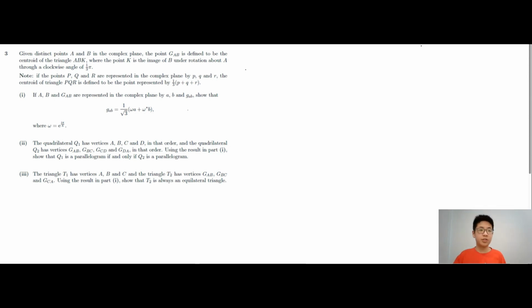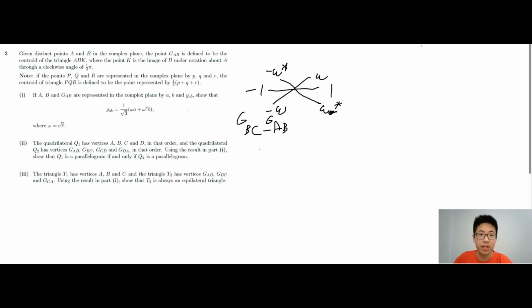So we're going to discuss why this is an equilateral triangle. Now these are 12th roots of unity, so that means we can visualize them as a flattened star, you could call it that. This is omega, omega star, negative omega star, and omega. So we are going to find GBC minus GAB. It was 1 over square root 3 times omega b minus a plus omega star c minus b.